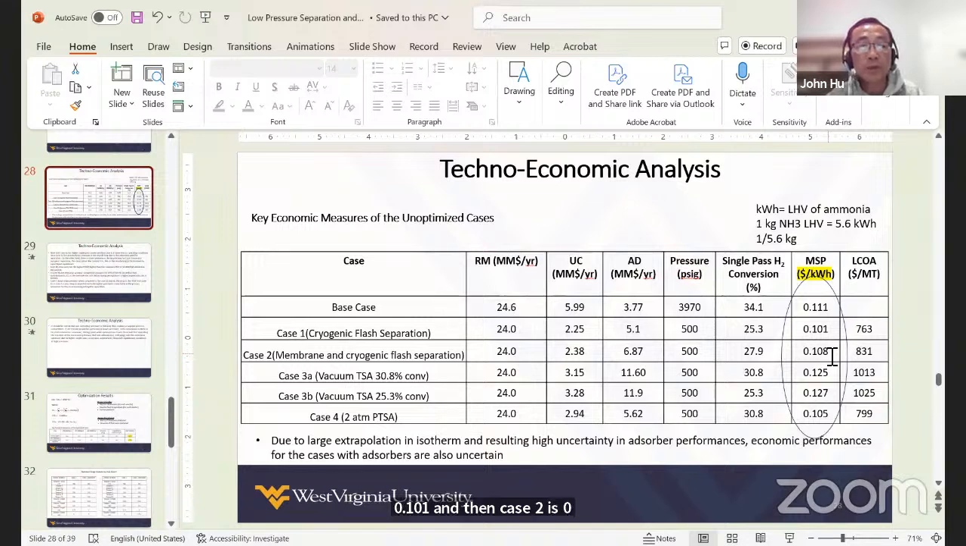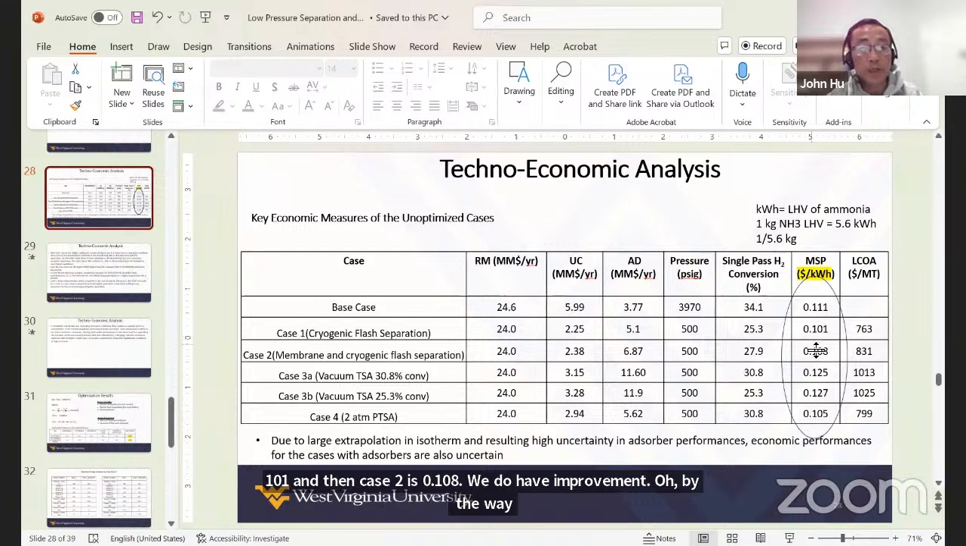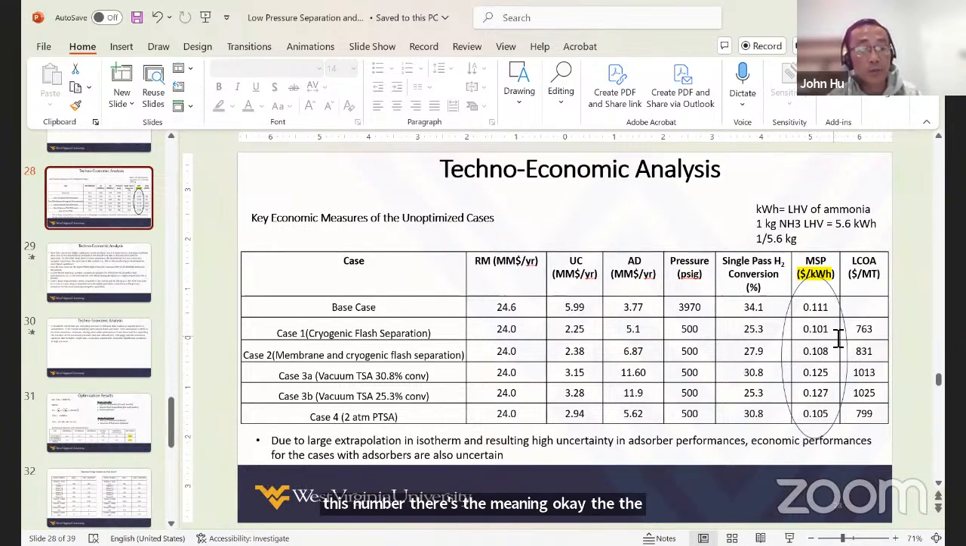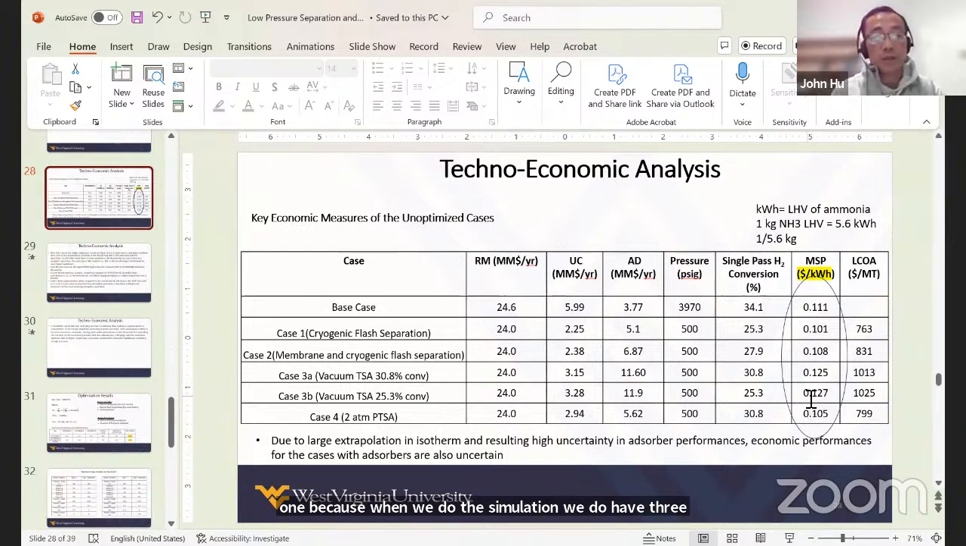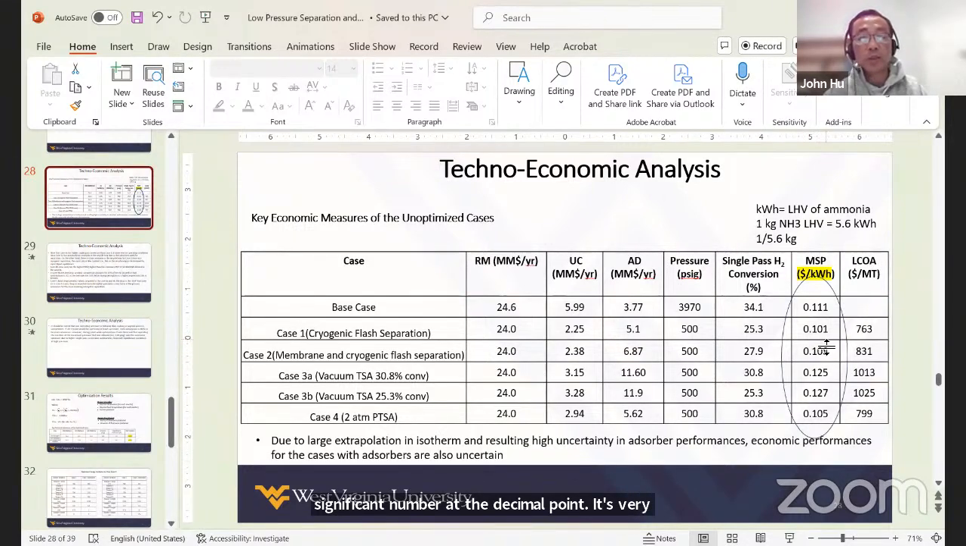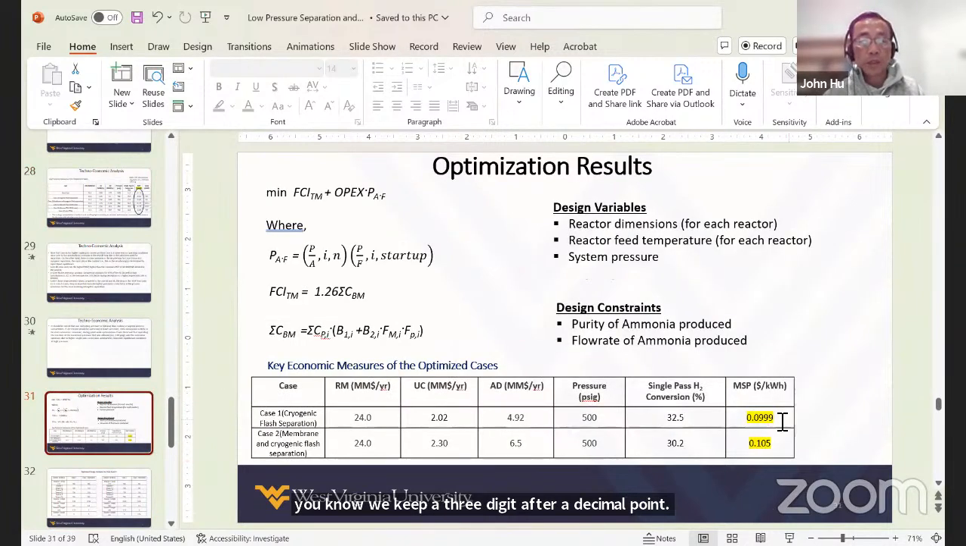We do have improvement. And by the way, the three digits after the decimal are accurate, because when we do the simulation we have three significant digits after the decimal point. It's very precise, the calculation. It's not random. You see that case 1 and case 2 have been further improved and lowered.